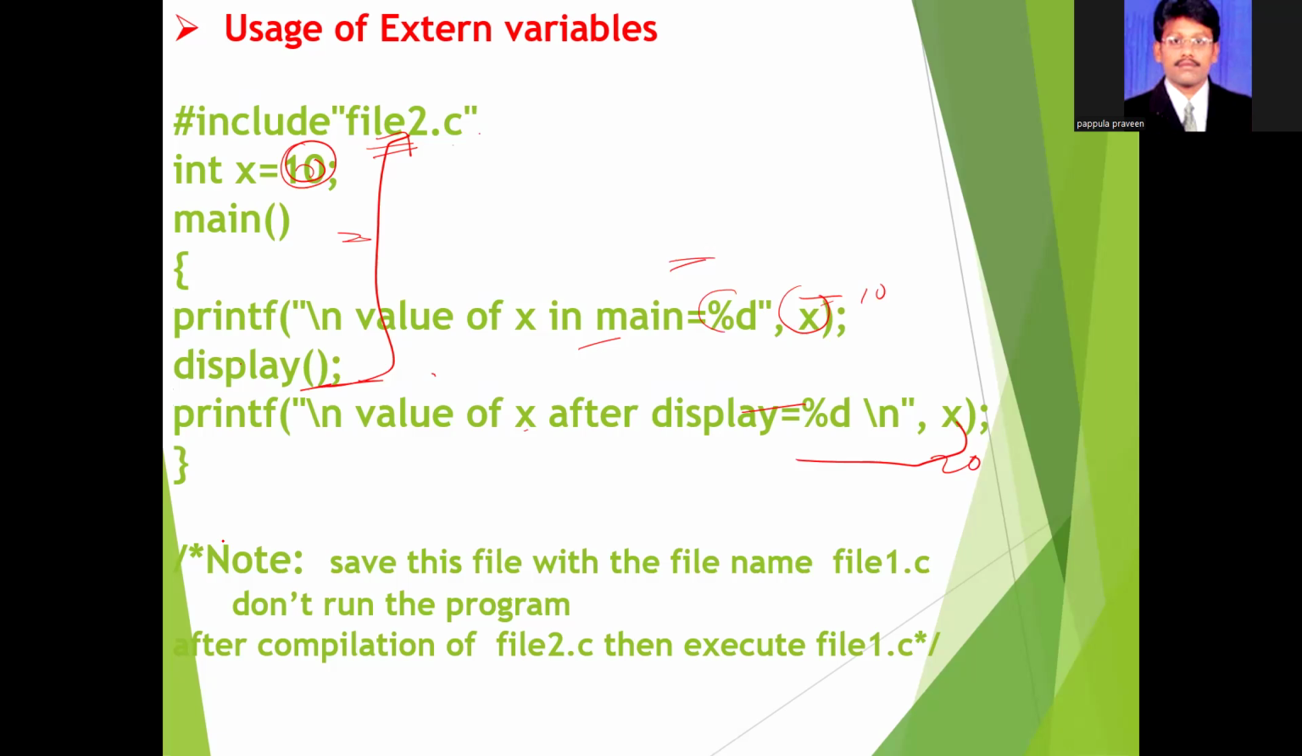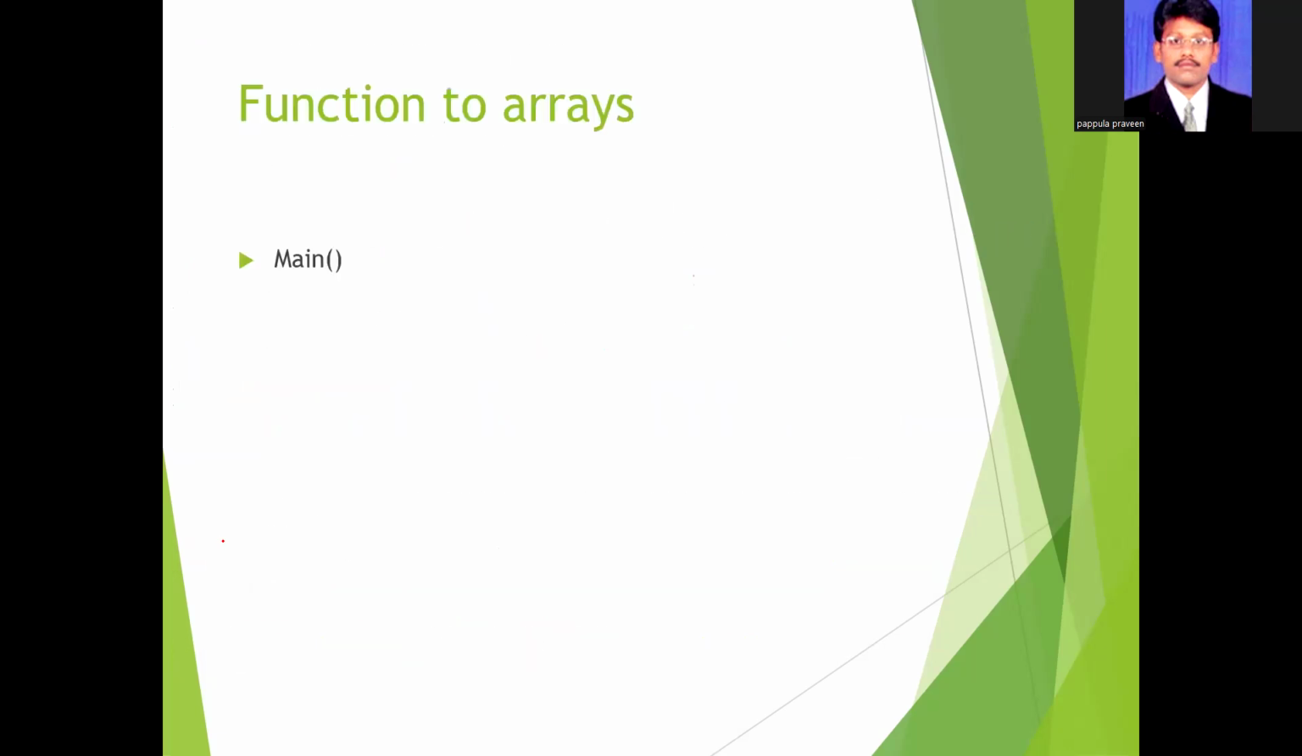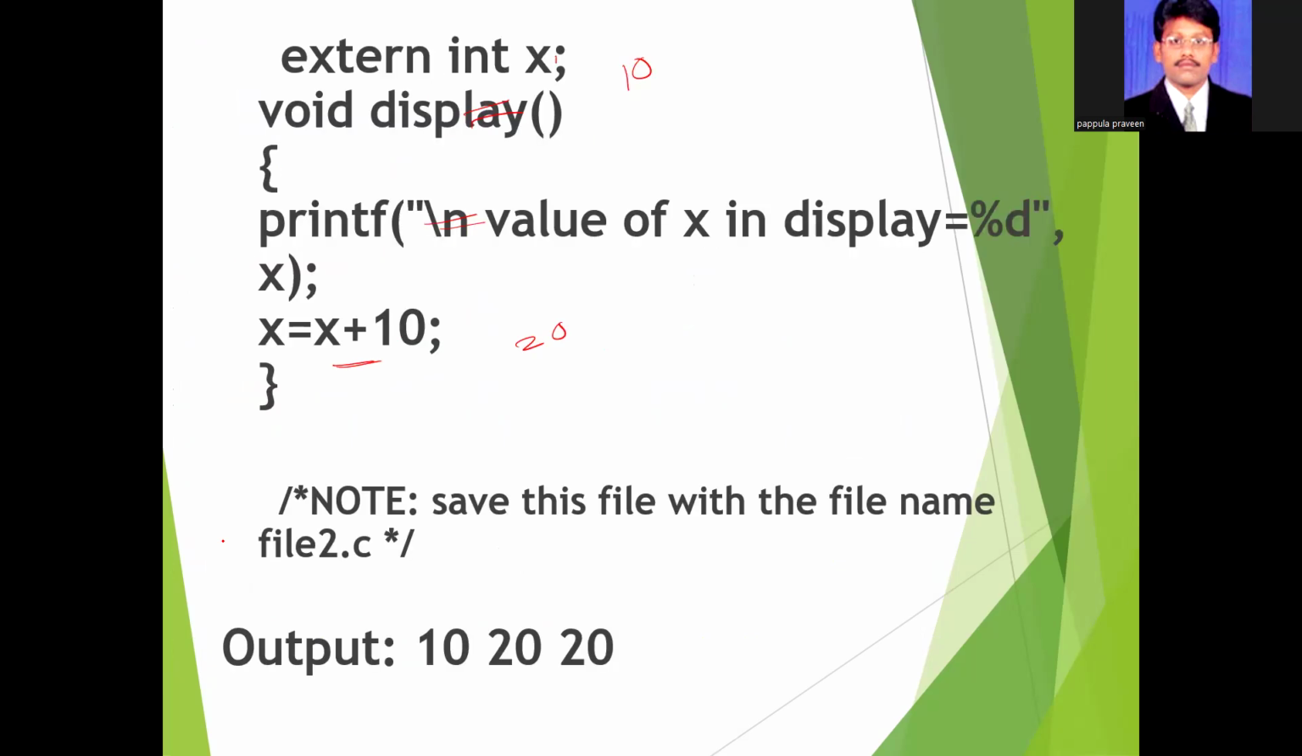Sometimes the same variable is reflected in multiple files. So we use extern to indicate the variable is available. This is the external storage class. We covered the recursion concept, and we covered the storage classes.